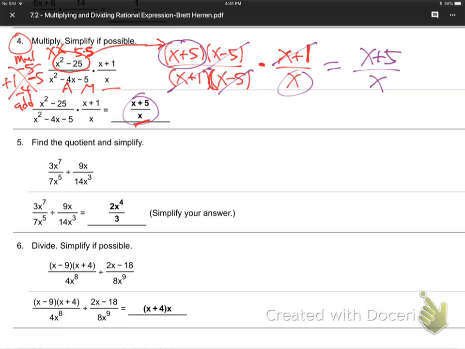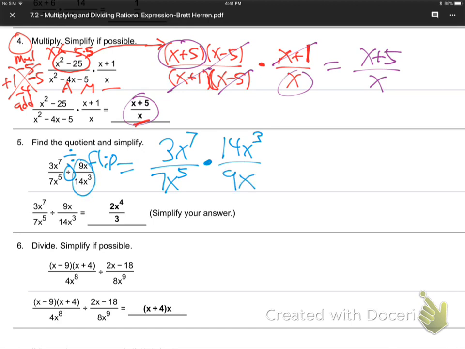Next one. Now, it's kind of hard to see on number 2 here, but that's a divide in the center there. That's a divide. So this problem becomes 3x to the 7th over 7x to the 5th, divide. And what do we do with divide? We flip the one on the right, because dividing is upside down multiplying. So you change to times, and you flip upside down the one on the right. You flip this one to there.